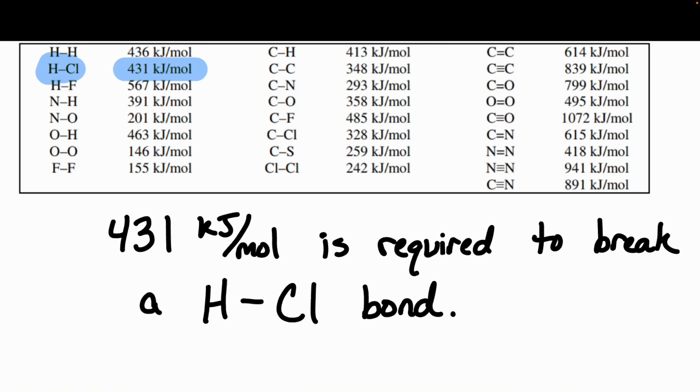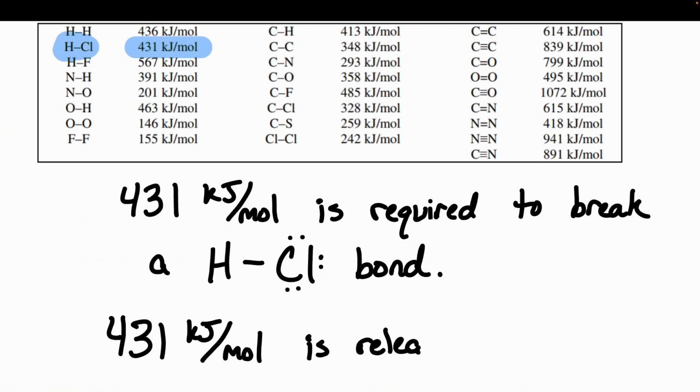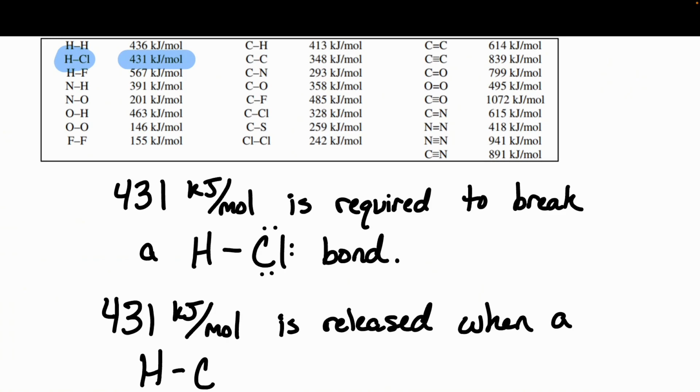You see we get kind of lazy. We should have our lone pairs in here for it to be a proper Lewis structure. Truthfully, as you go on, you get really good and you just know those lone pairs are there when you get to higher levels of chemistry. Nonetheless, you see them omitted on our table here. It's the same thing. So that's telling me that I would require 431 kilojoules per mole to break that bond. That also tells me that 431 kilojoules per mole is released when an HCl bond is formed.